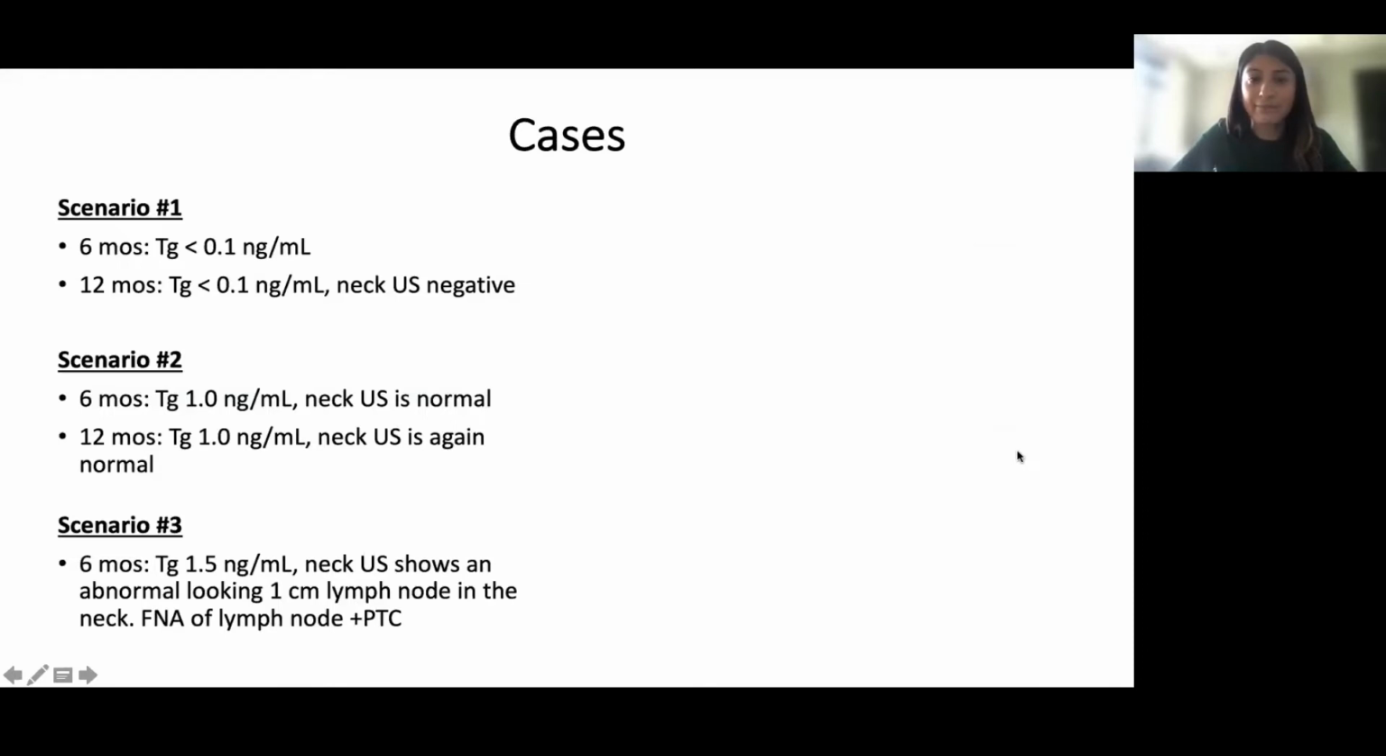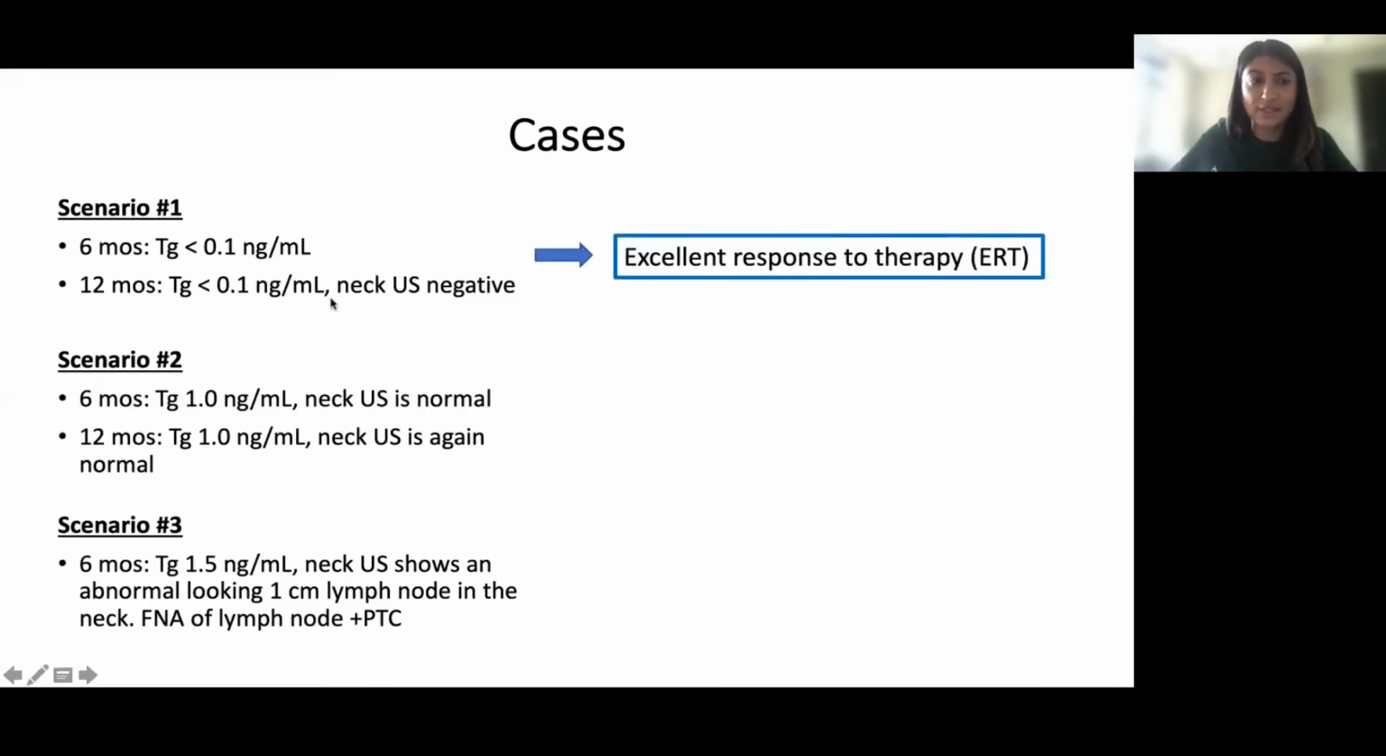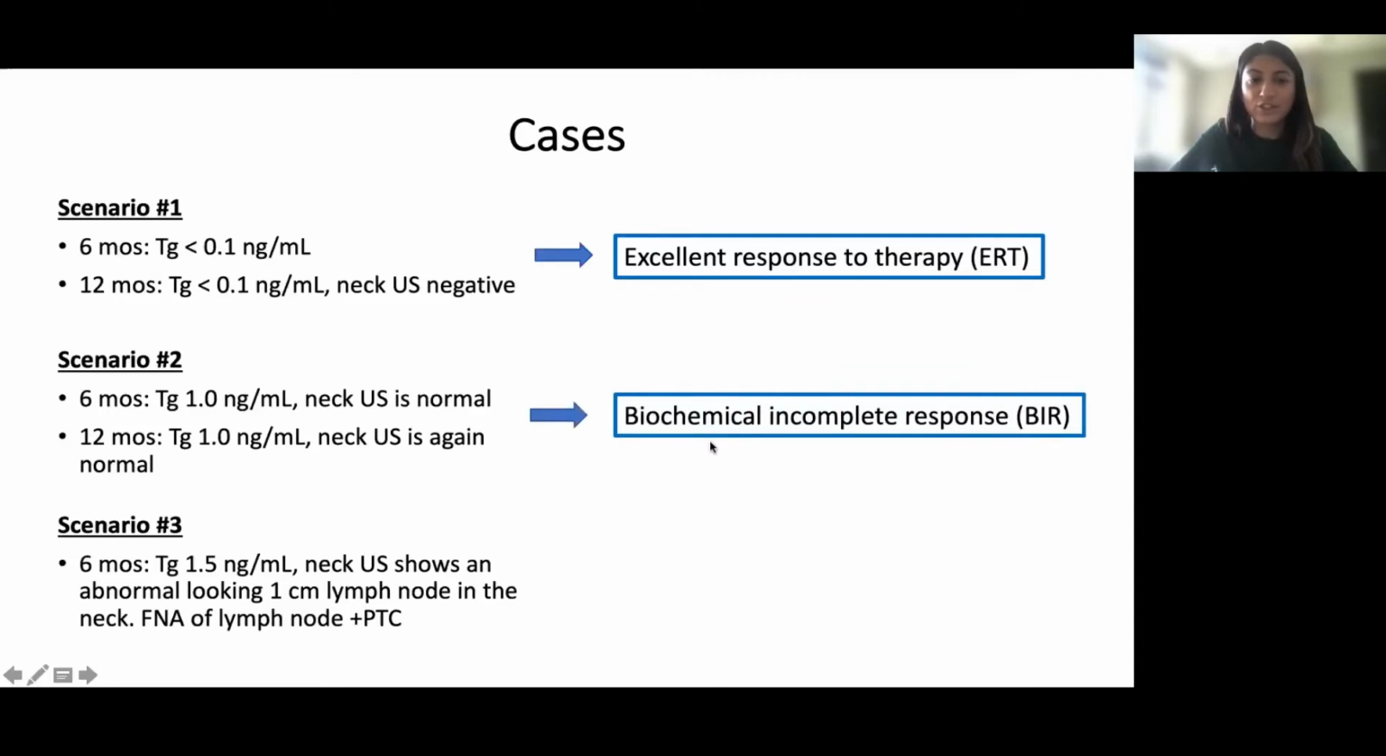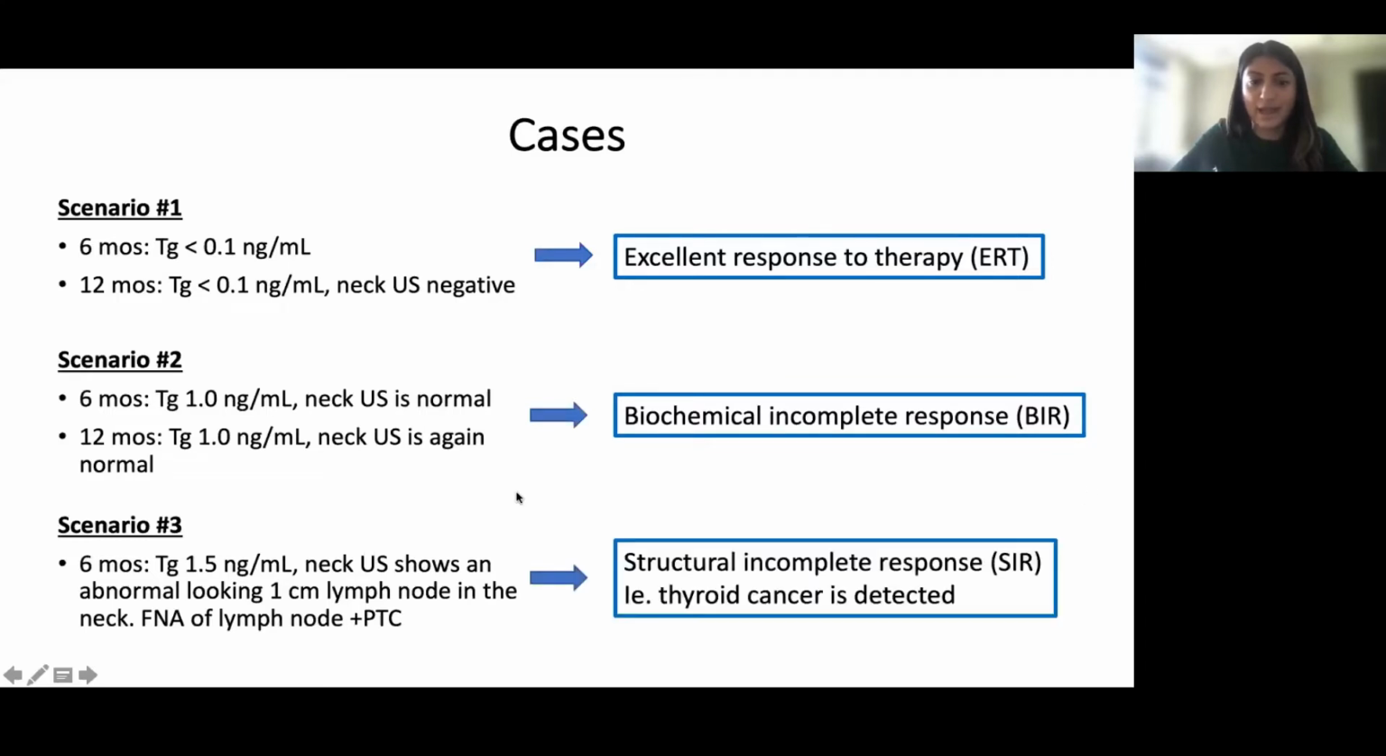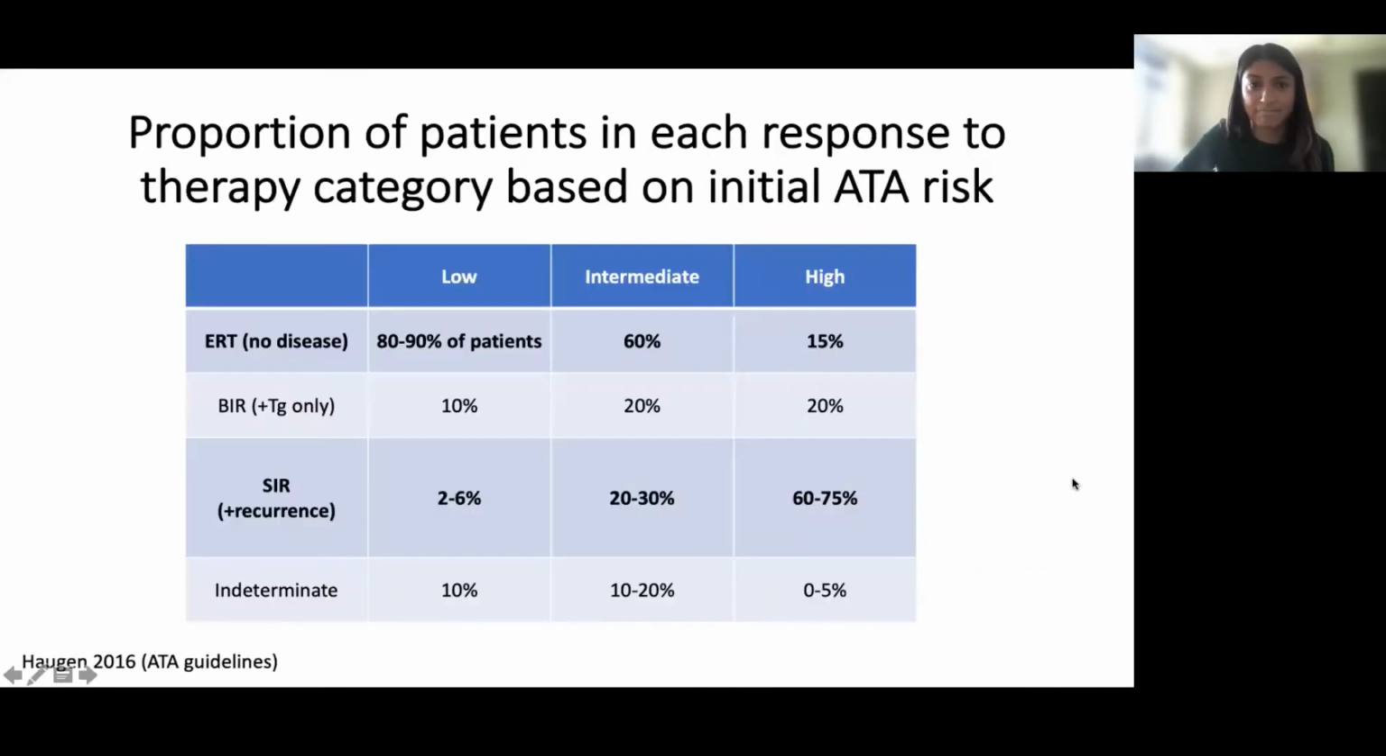So looking back at our 3 scenarios for that patient, the patient that had negative tumor marker and negative imaging, that patient would be called having an excellent response to therapy. The patient where the tumor marker is elevated, but the imaging is negative, has a biochemical incomplete response. And the patient where the tumor marker is up and the imaging has shown a lymph node, we biopsied it, it's papillary thyroid cancer, come back. So this is a structural incomplete response, which means the thyroid cancer has been detected back.